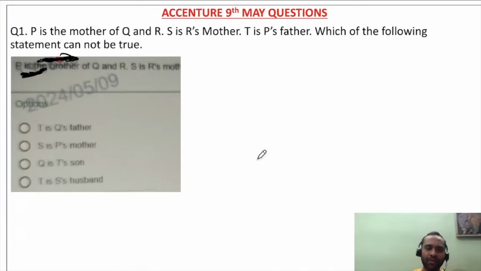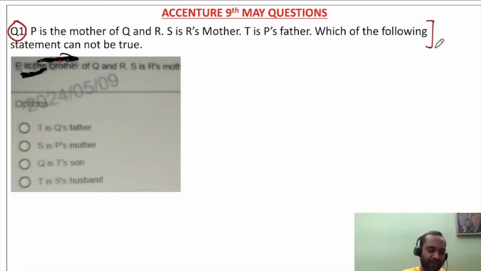Now, can you please try to solve question number 1? P is the mother of Q and R. S is R's mother. T is P's father. Which of the following statements cannot be true?